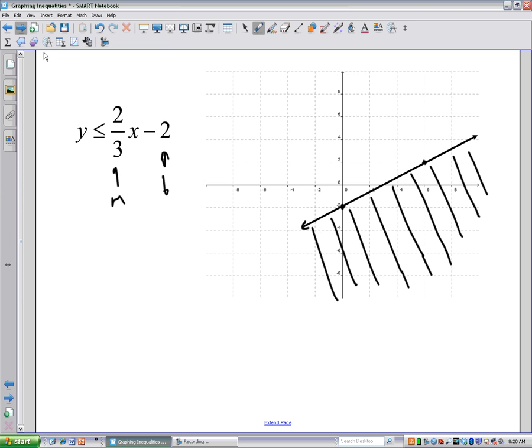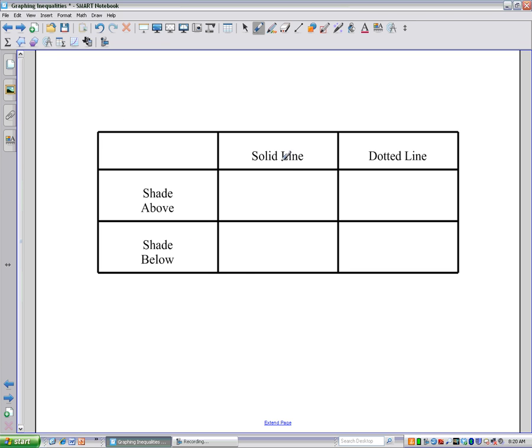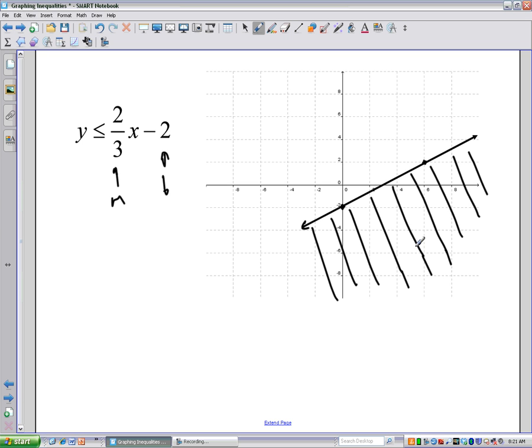There's a little table that we'll complete right now about how to deal with a solid line versus a dotted line. We didn't do any dotted line ones, but in slope-intercept form, if I have y is greater than or equal to whatever's on this side, I'm going to use a solid line and shade above the line. We just did y is less than or equal to, so we put in a solid line and shaded below the line. This would be above the line. This is below the line. See how that works?